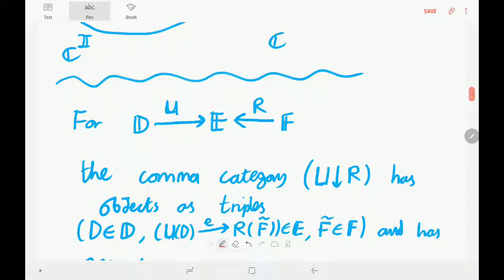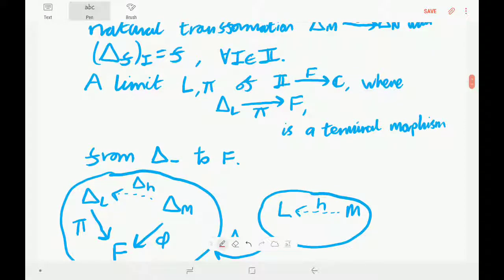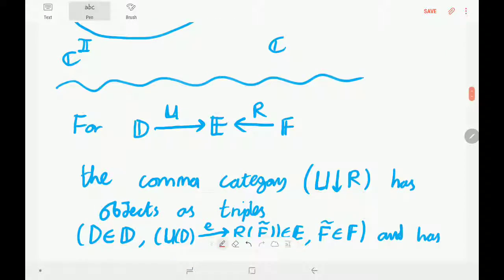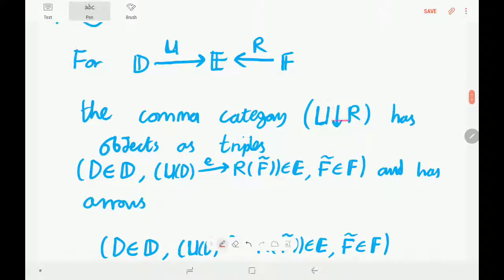But we can describe this more succinctly. We can describe what a terminal morphism is more easily if we go a bit higher and talk about comma categories. So in general, when we have categories D, E, and F, and we have a functor U from D to E and a functor R from F to E, the comma category, U downwards arrow R, has objects as triples.